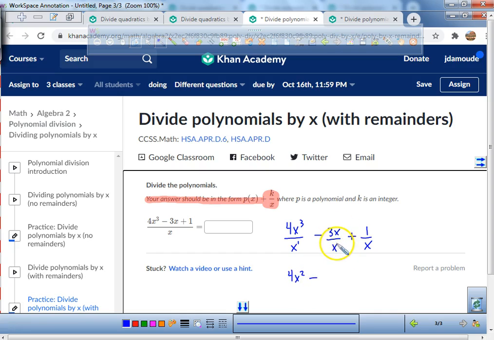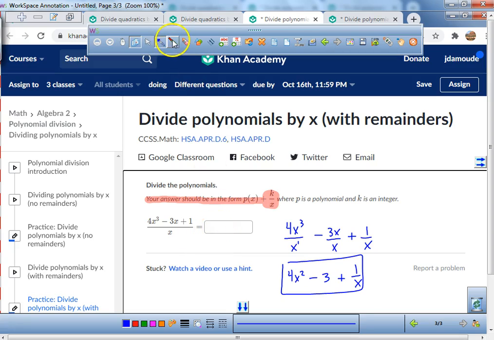These x's completely cancel to a 1, so I'm left with minus 3. And then I got plus 1 over x. And that's my answer, with a remainder. I'm going to type that in exactly. Now, wait a second. What is the p-value?